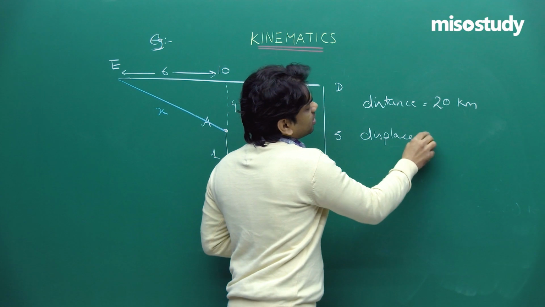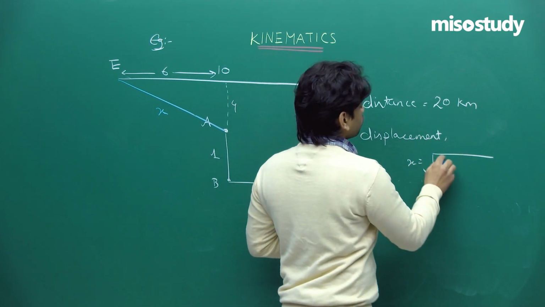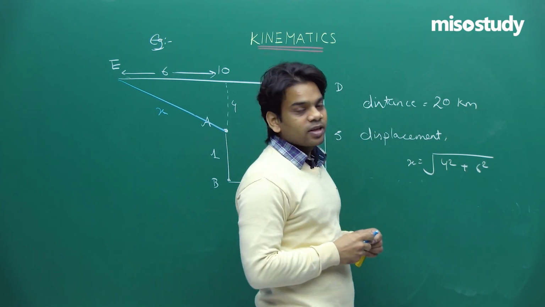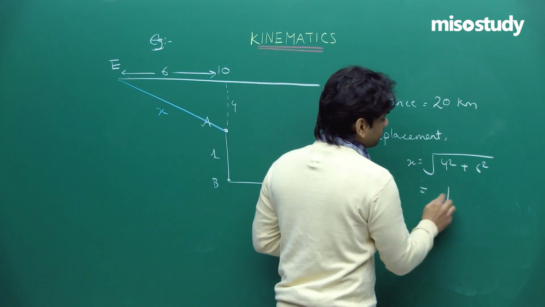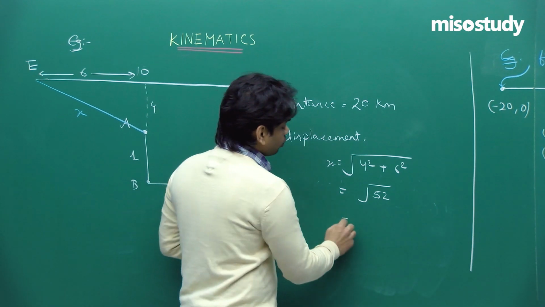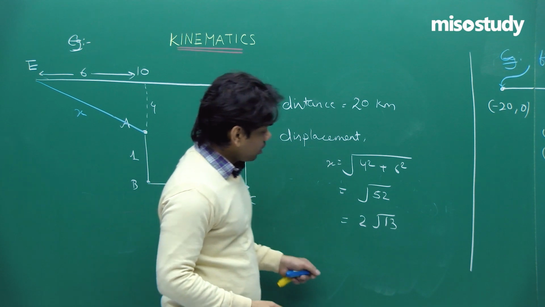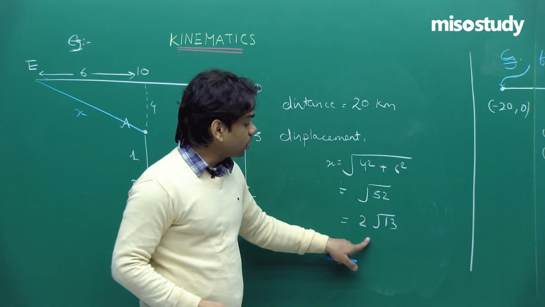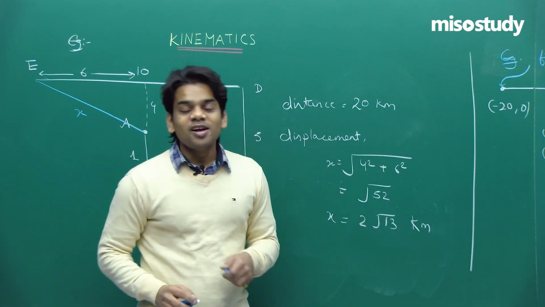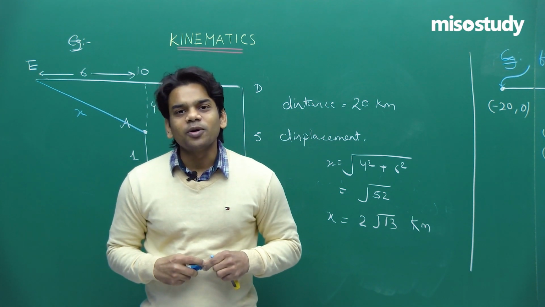Now easily you can evaluate x, you can use the Pythagoras theorem, displacement x is equal to under root of 4 square plus 6 square, so 16 plus 36, that will give you under root 52. So this will come out to be 2 under root 13, because 13 into 4 will be 52, so you can write 2 under root 13 kilometer. This will be the displacement of the particle from its initial point to the final point. So in this way we have the idea about distance and displacement.